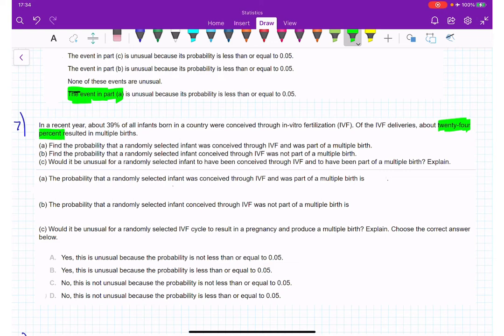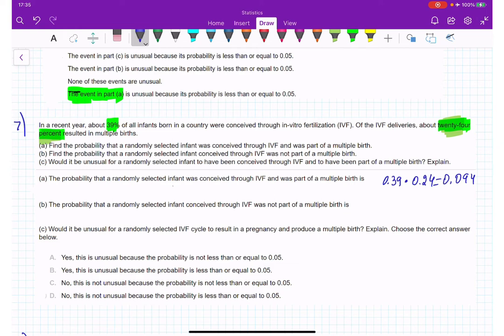So we have about 39%, here it is. 39% is 0.39, right? And 24%, here it is, this one, 0.24. So first, 39% born in the country were conceived via IVF. Of the IVF deliveries, about 24% resulted in multiple births. So this is going to be times 0.24. And the answer is going to be 0.094.